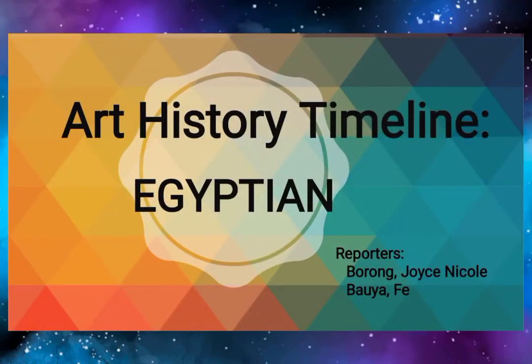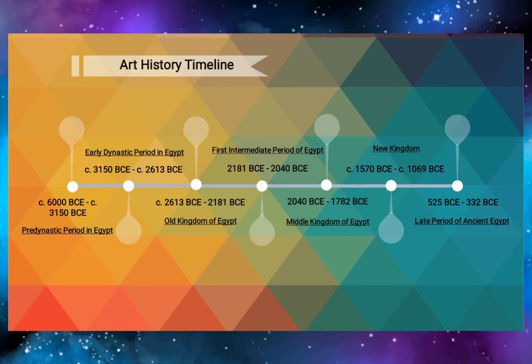So, hello everyone. We are now down to the art history timeline of the Egyptian period. As you can see in this slide, this is the timeline of Egyptian art. So, we have the pre-dynastic period, early dynastic period, until the late period of ancient Egypt. Later on, we will discuss it one by one.